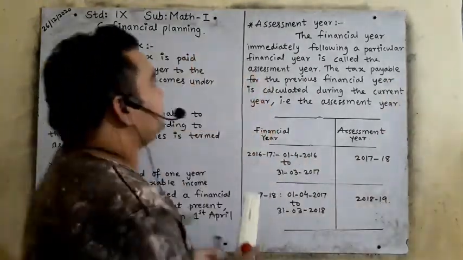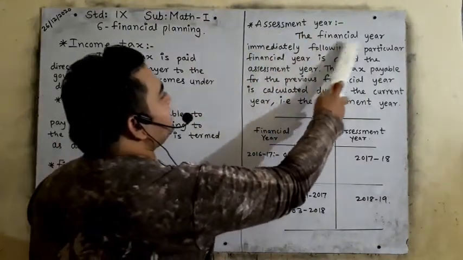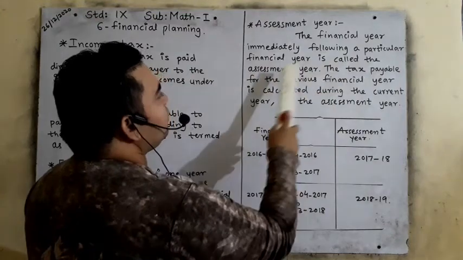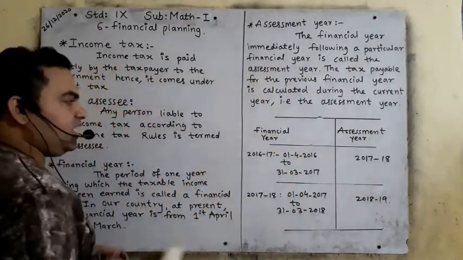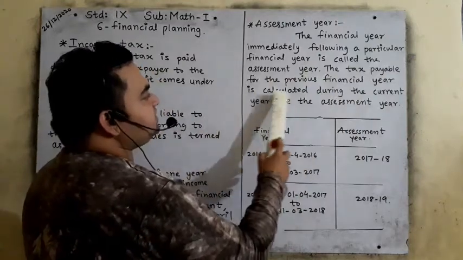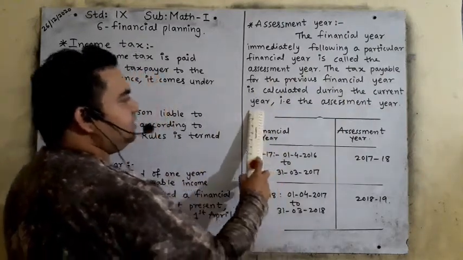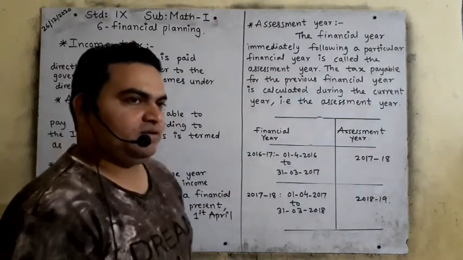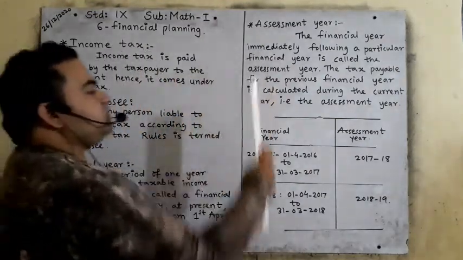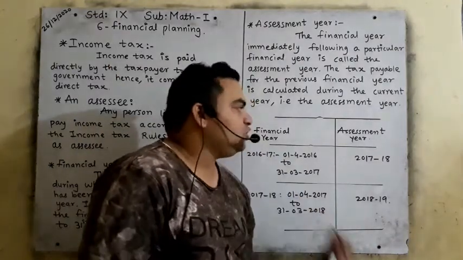Now we will see here assessment year. The financial year immediately following a particular financial year is called the assessment year. This is what I have explained here. The tax payable for the previous financial year is calculated during the current year, that is the assessment year. Both the things, financial year and assessment year, you will come to know through this table.